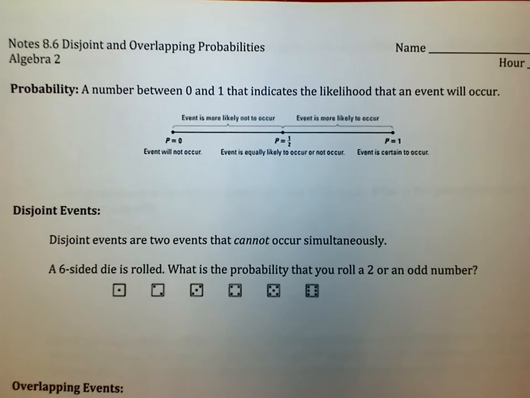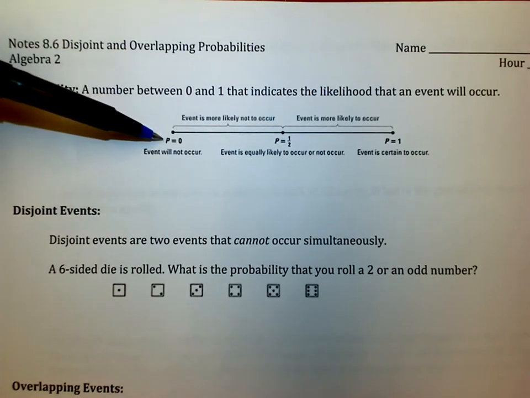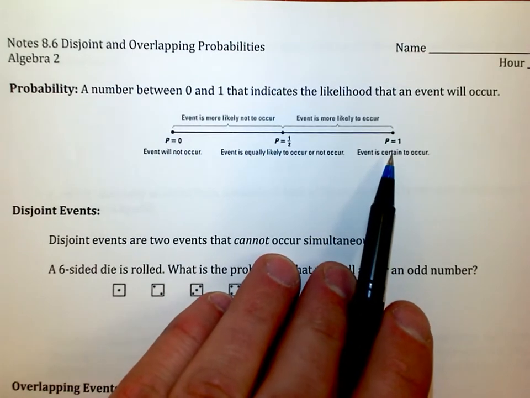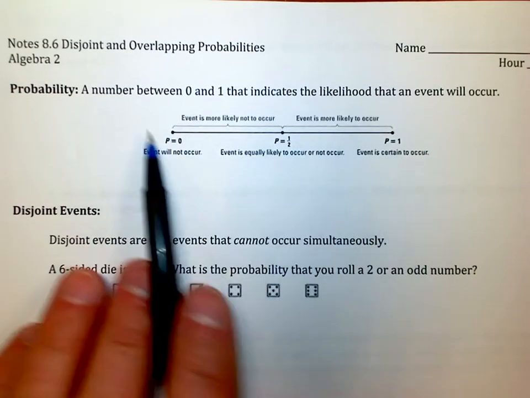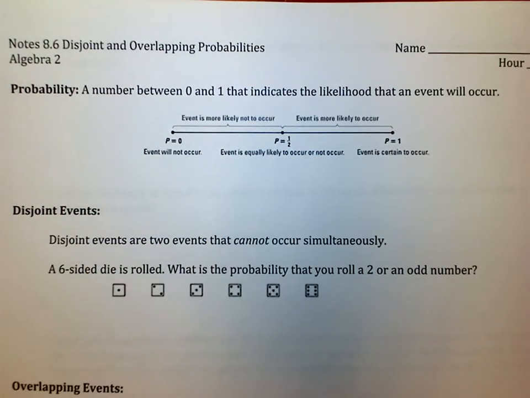As we get going, just remember that probability is a number between 0 and 1, and it tells us how likely an event is that it'll occur. So a probability of 0 means it's a 0% chance that it's going to occur. A probability of 1 means the event is absolutely 100% certain to occur, and anywhere between that is just a scale, right? So we're expecting decimals and fractions and percentages.